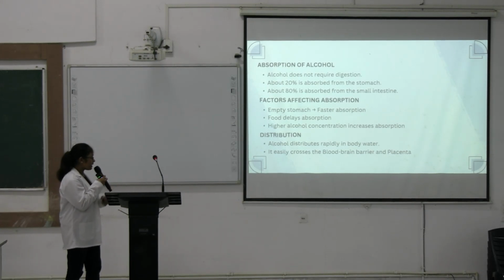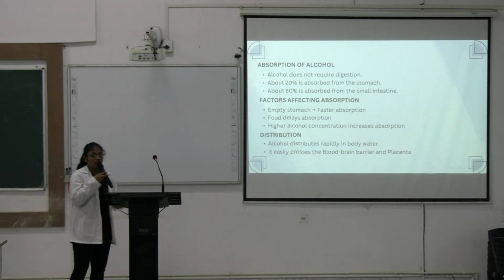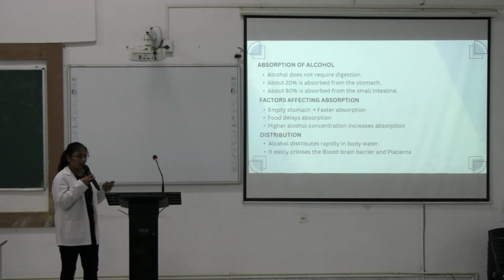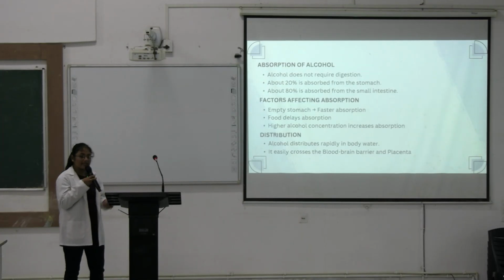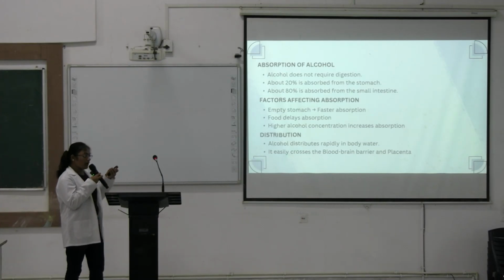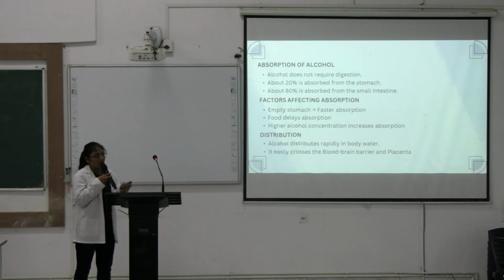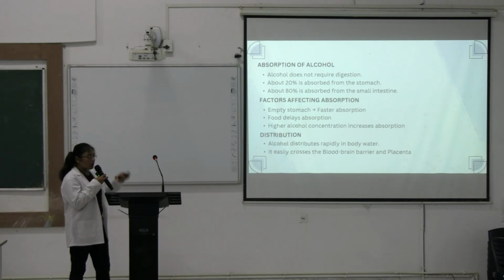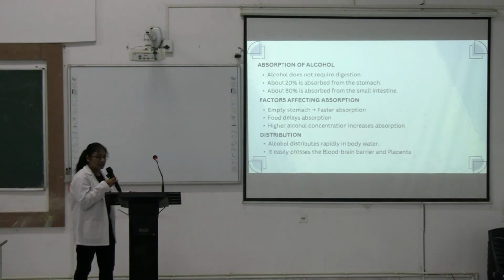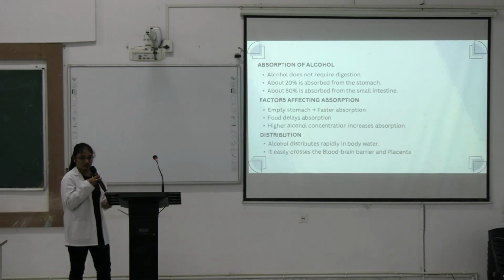Now, distribution. Alcohol distributes rapidly in our body water, and it easily crosses the blood-brain barrier and placenta. If a pregnant mother takes a drink every day, then the alcohol can go to the fetal brain and it can cause fetal acidosis.